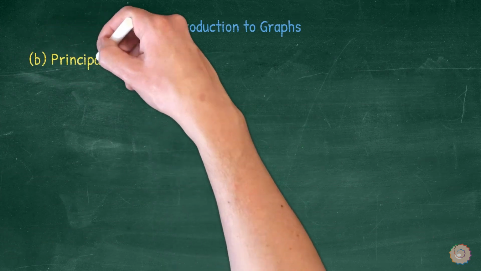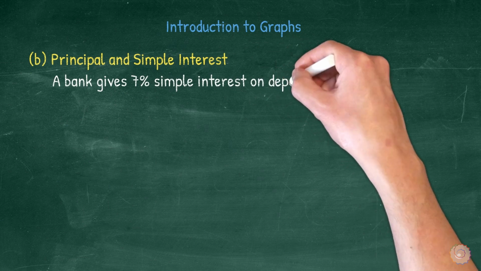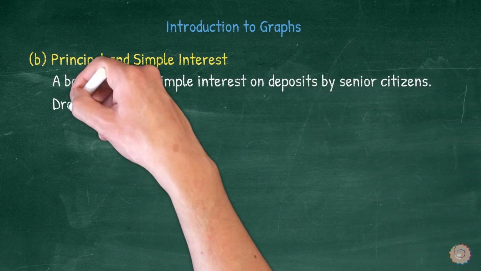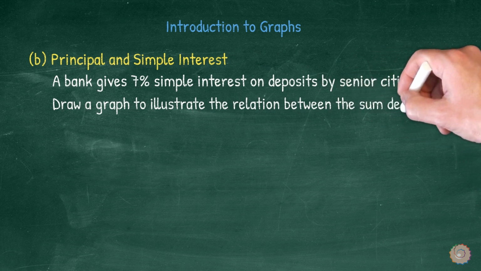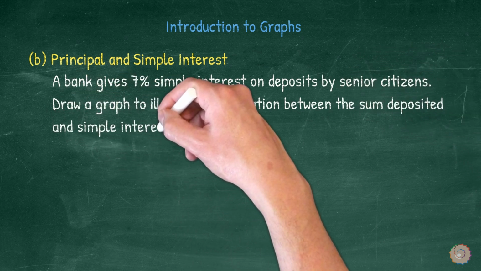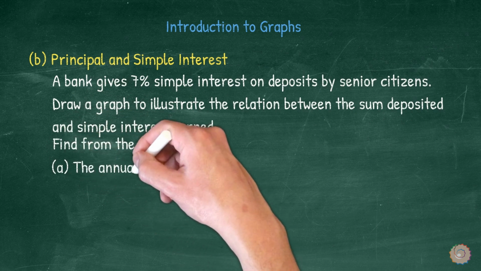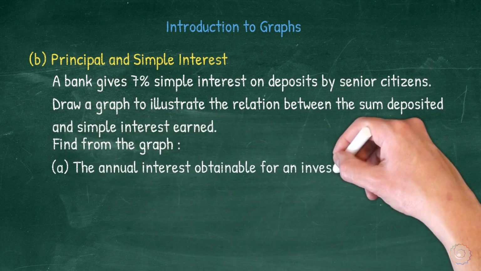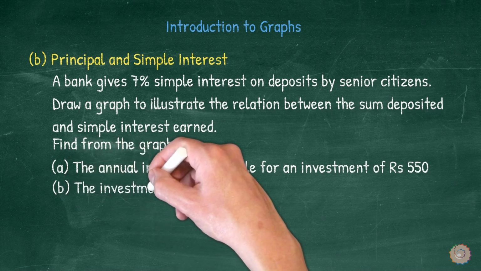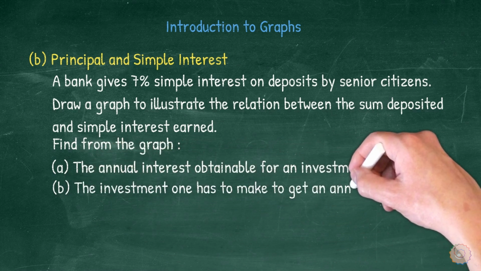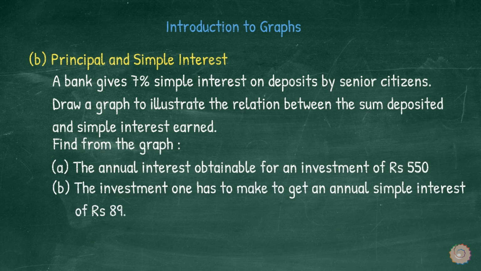B. Principal and simple interest. A bank gives 7% simple interest on deposits by senior citizens. Draw a graph to illustrate the relation between the sum deposited and simple interest earned. Find it from the graph. A. The annual interest obtainable for an investment of Rs 550. B. The investment one has to make to get an annual simple interest of Rs 89.